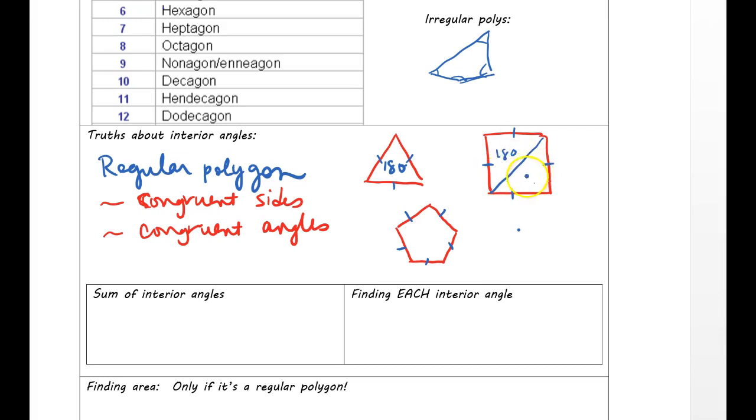That one has to add up to 180, and that one has to add up to 180, right? Okay. If it's a 5-sided figure, take a look at this picture. What's the fewest number of triangles that you could draw and still have the shape?